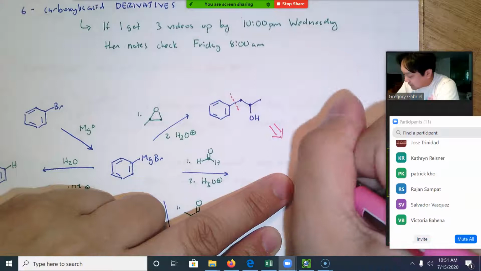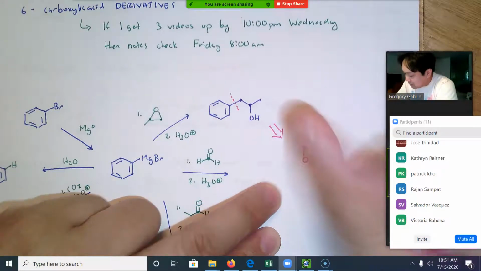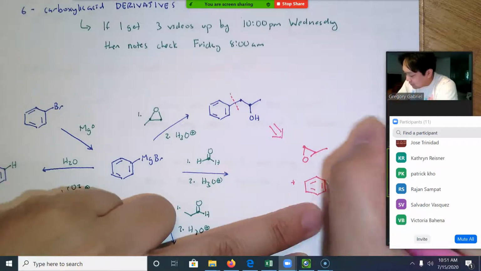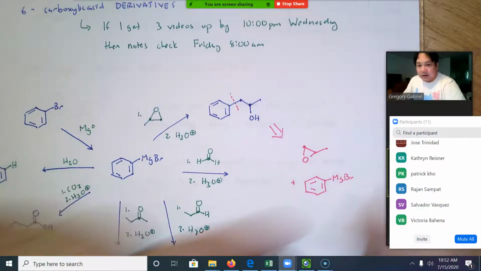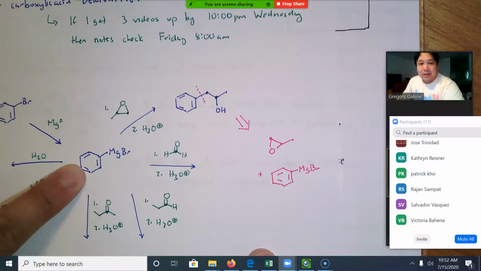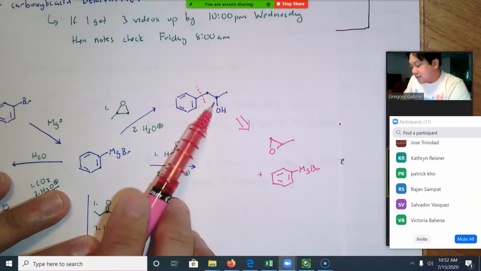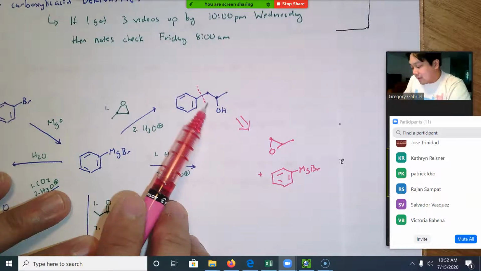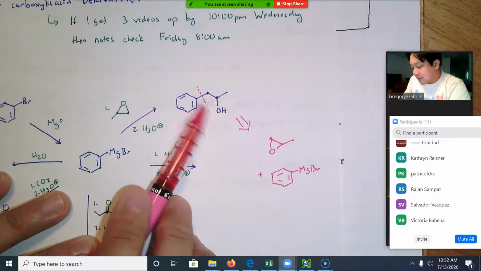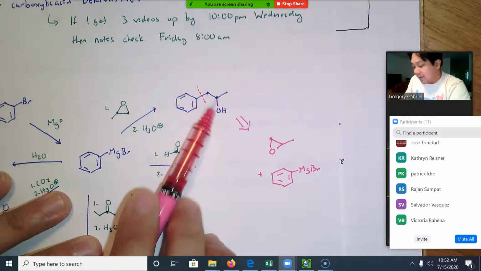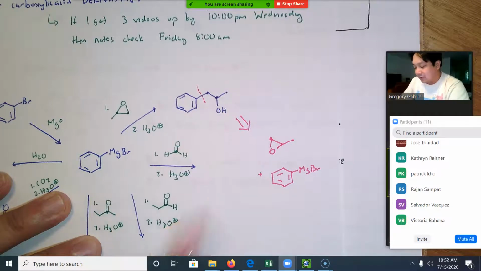Why would I draw it like this? Plus your Grignard reagent, which we already saw in the middle. You see why I'm drawing it like this? Because I'm visualizing this O in between these two carbons. So I'm drawing the carbon skeleton in the same pattern, a V. Like I'm not drawing it like this.